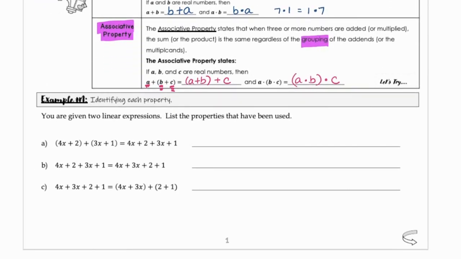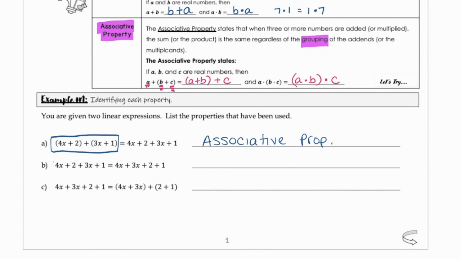So here we have, you are given two linear expressions. List the properties that have been used. So here I have my first expression, parentheses 4x plus 2 plus parentheses 3x plus 1. What happens? The parentheses get dissolved, which is making me think I see parentheses and then I don't. So somehow nothing has changed, right? 4x, 2 is second, 3x, 1 is third. I have some sort of associative property here. How do I know it's some sort of associative property? Because the order of all those four numbers and variables have not changed.